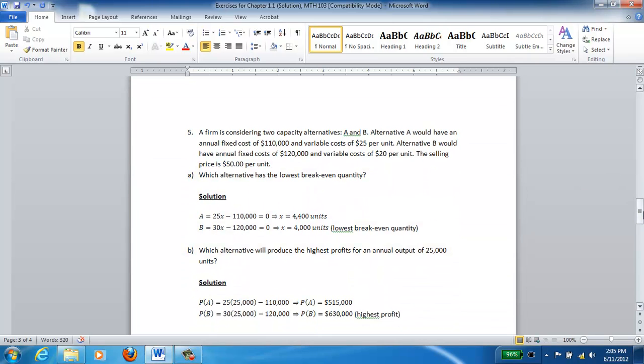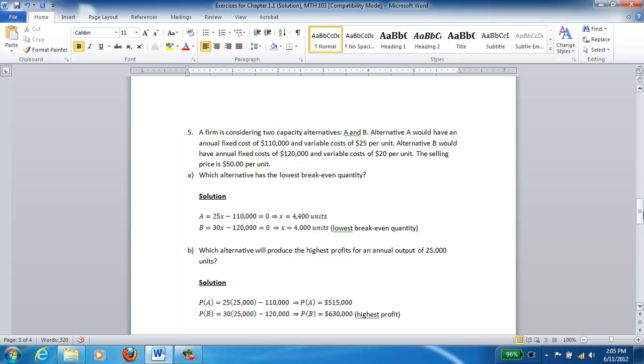Problem 5. A firm is considering two capacity alternatives, A and B. Alternative A would have an annual fixed cost of $110,000 and a variable cost of $25 per unit. Alternative B would have annual fixed costs of $120,000 and variable cost of $20 per unit. The selling price per unit is $50. Which alternative has the lowest break-even point?